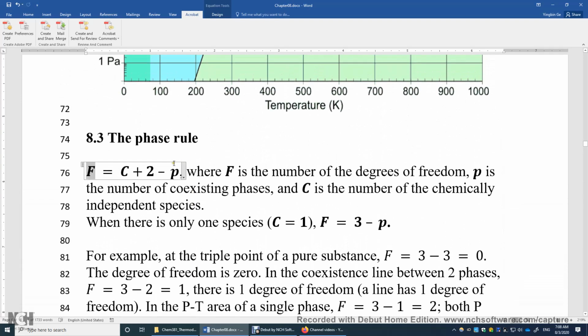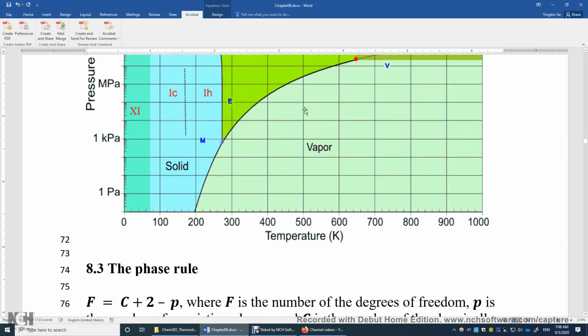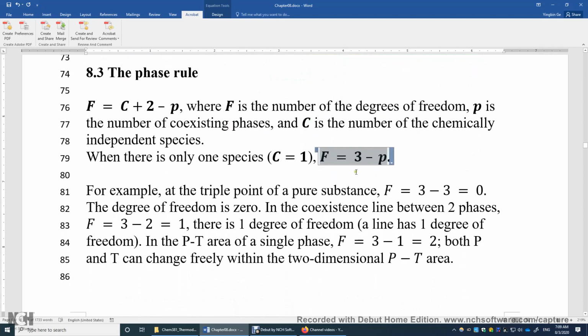All you need to do is, for most systems, there's no chemical reaction, and then you just memorize this equation. The number of freedoms is equal to C plus 2 minus P. The number of independent chemicals plus 2 minus the number of phases. If there's only one chemical, the degree of freedom is just 3 minus the number of phases. You can easily verify this equation given any phase diagram of a pure substance such as water, like this. You look at the triple point, you look at the coexistence line, you look at the area, and that helps you to memorize these two equations.